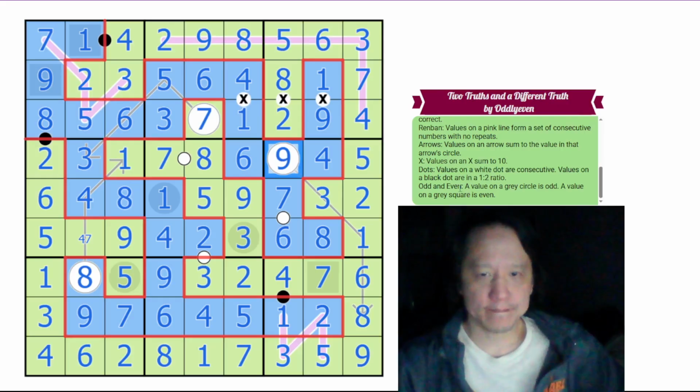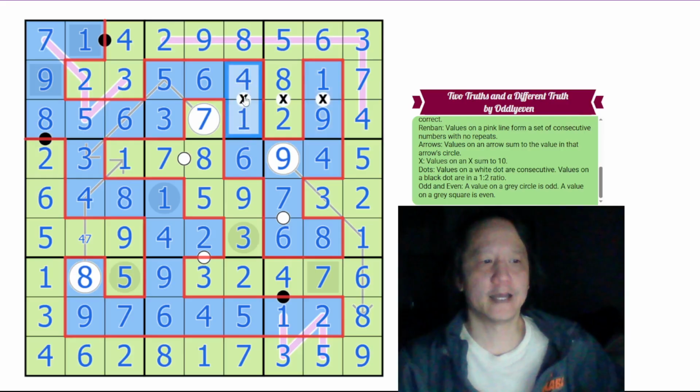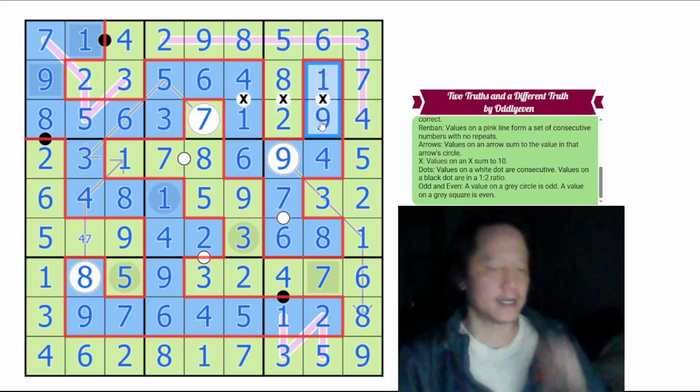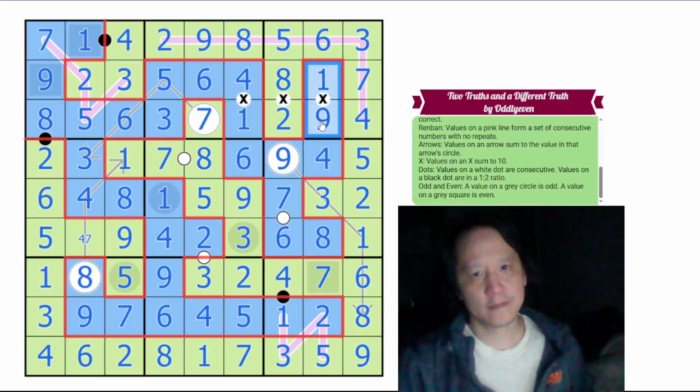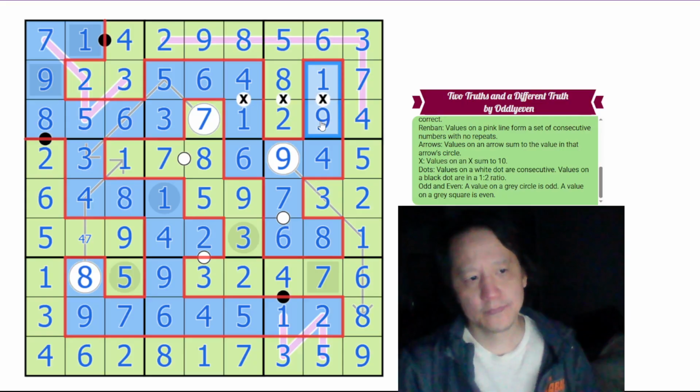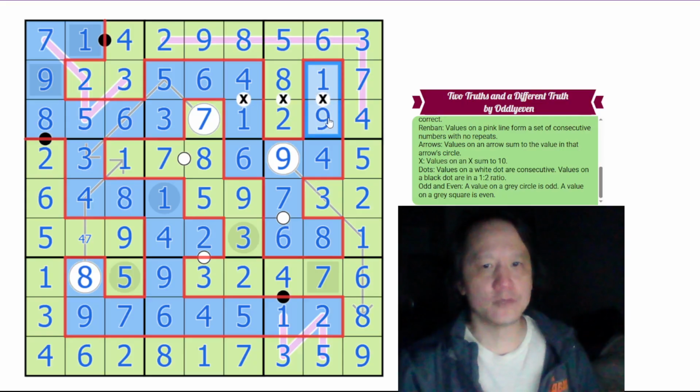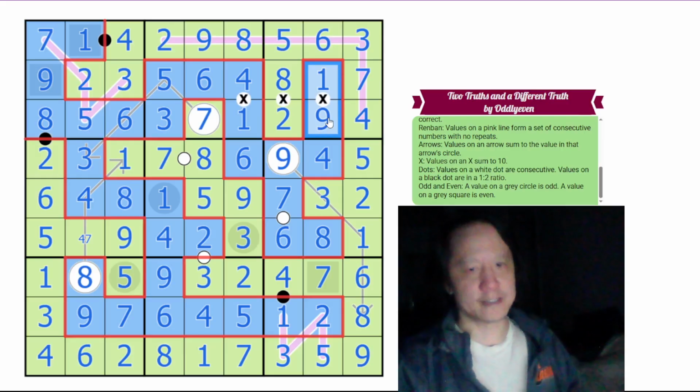Okay? X's, values on X sum to 10. For blue doubled, 1 and 9 not doubled adds up to 20, which is not satisfied. 1 and 4 doubled adds up to 10. That's satisfied. 2 and 8 are not doubled, so they add up to 10. And then if you 1 and 4 not doubled add up to 5. 2 and 8 doubled adds up to 20, and 1 and 9 not doubled adds up to 10. So this is the only one that satisfies it when blue is not doubled.